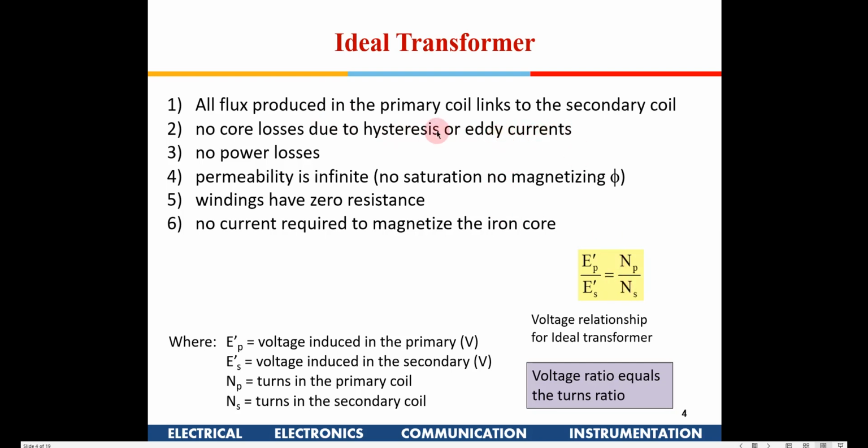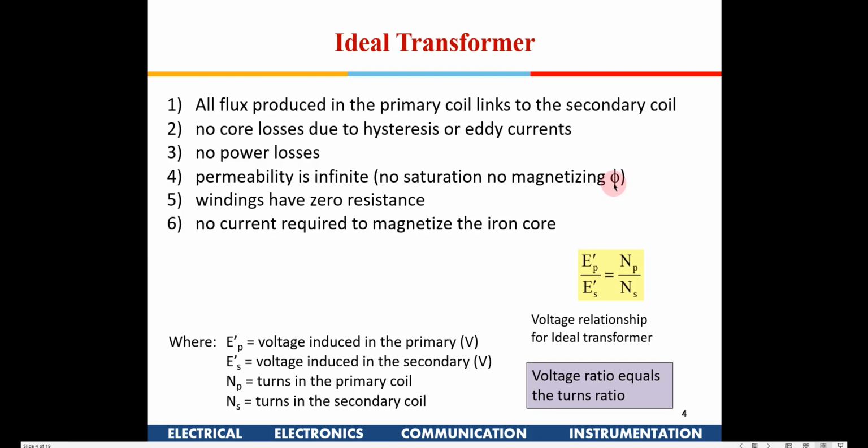So for an ideal transformer, we are assuming that there will be no hysteresis loss, no eddy current losses, and no power losses. No power losses means we are assuming that the primary and secondary coils don't have any resistance. It is a pure inductor, so there is no I square R loss. And the permeability is infinite. That means there is no saturation of the core. As we keep increasing the voltage, the magnetic field will keep increasing in the core. It is assumed like that.